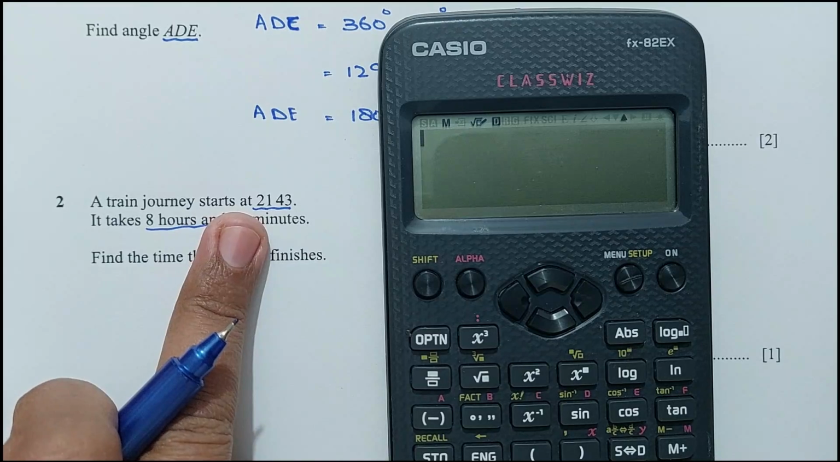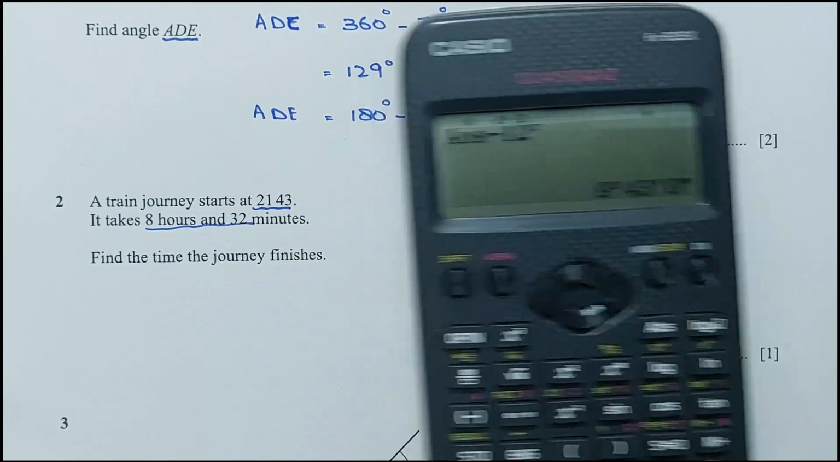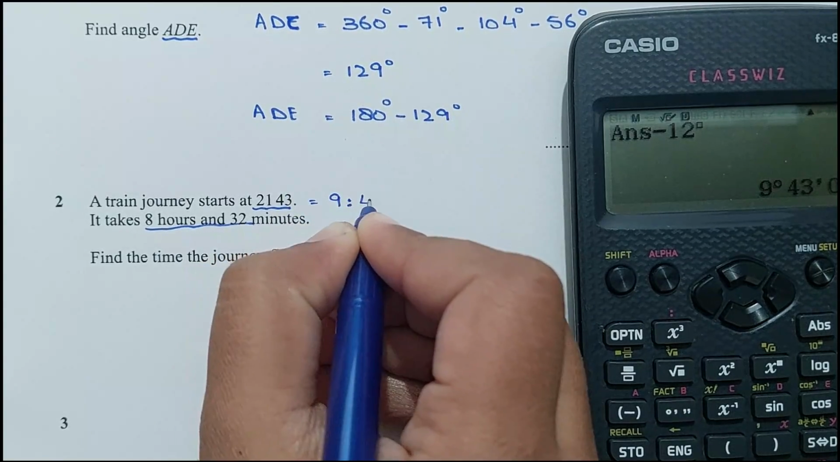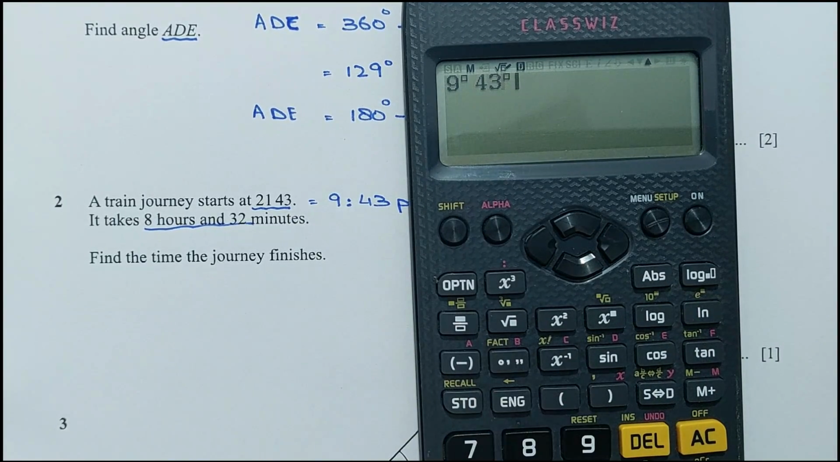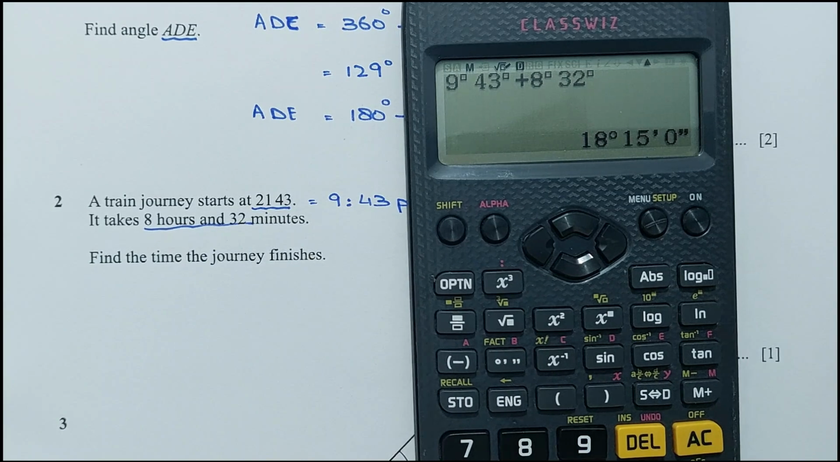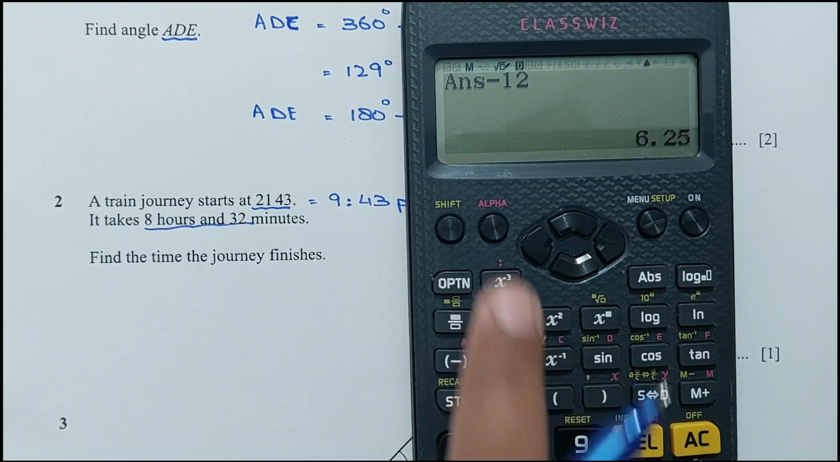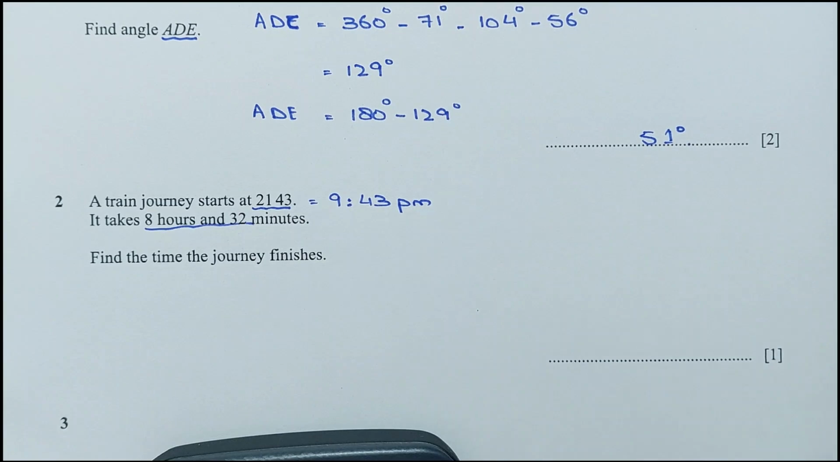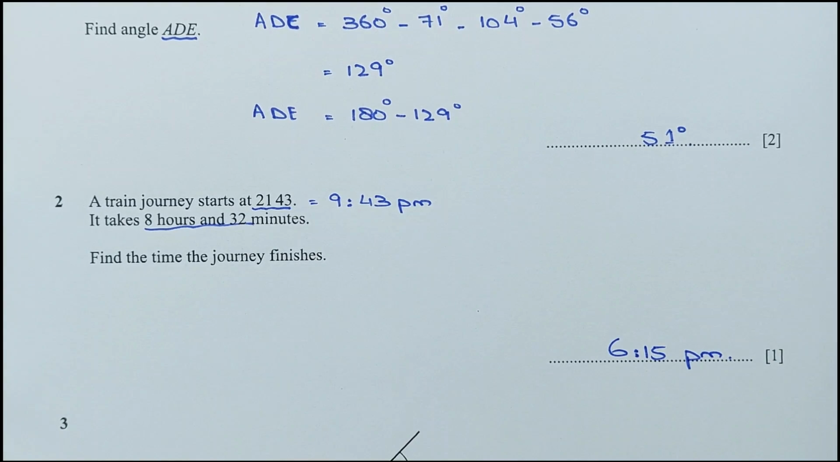Okay, let me convert 21:43 first. Subtract 12, this is 9:43 basically. This time is 9:43 p.m. Right? So to 9 hours and 43 minutes you add 8 hours and 32 minutes, which is 18:15, and 18 is basically 6 after subtracting 12. This is 6:15. So at 6:15 p.m. the journey finishes, right?